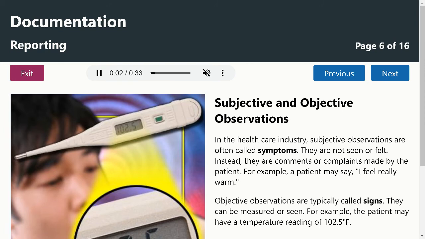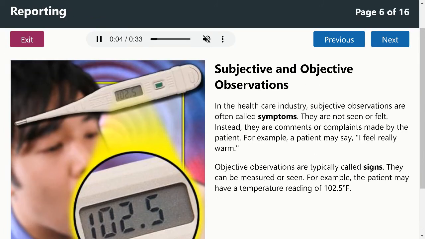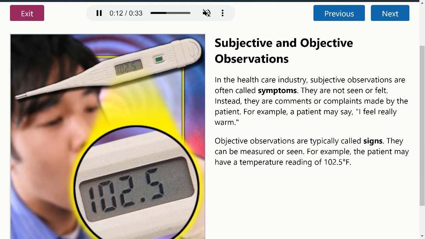Subjective and objective observations. In the healthcare industry, subjective observations are often called symptoms. So you need to know that. Subjective observations are symptoms. They are not seen or felt. Instead, they are comments or complaints made by the patient. For example, a patient may say, "I feel really warm." So you need to know subjective observations are symptoms.